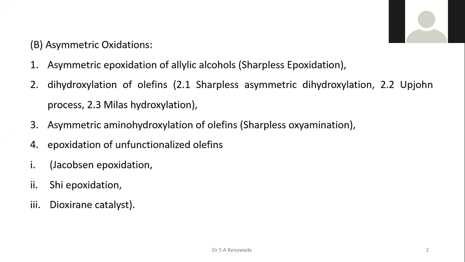asymmetric dihydroxylation, Upjohn process plus hydroxylation, meaning conversion of alkene to the cis diol. Next one is asymmetric aminohydroxylation of olefin, meaning the olefin is converted into one position OH group, one position NH group. That is alpha amino hydroxylation. And the last point is oxidation of unfunctionalized olefin.